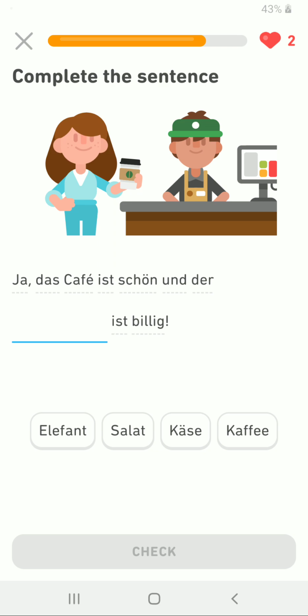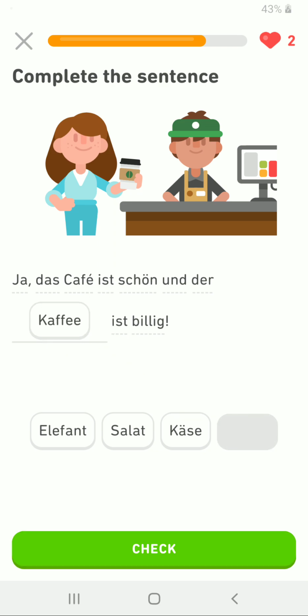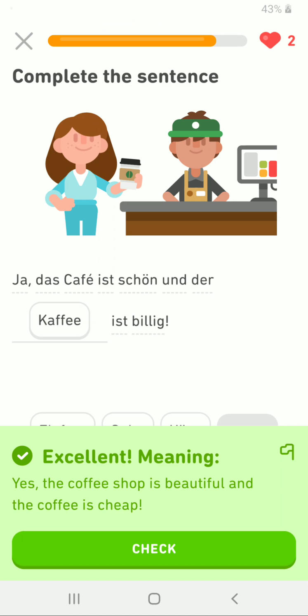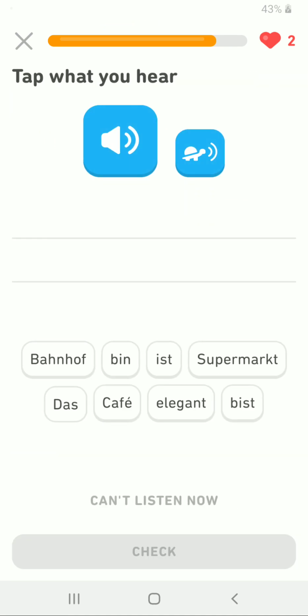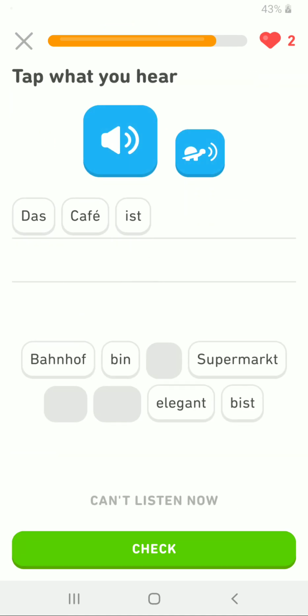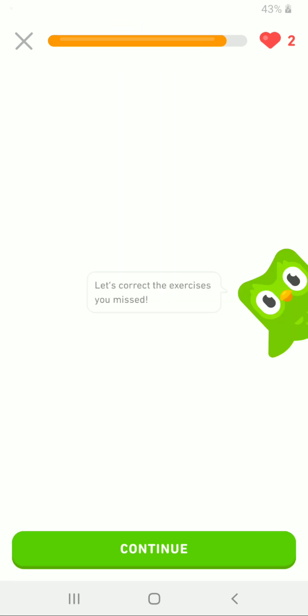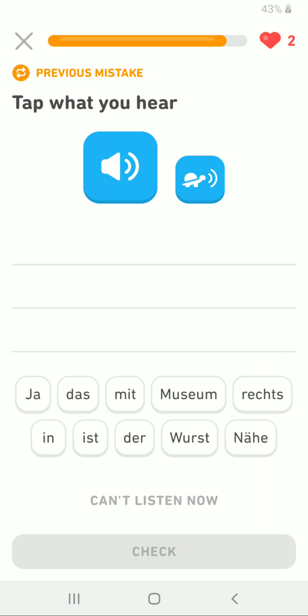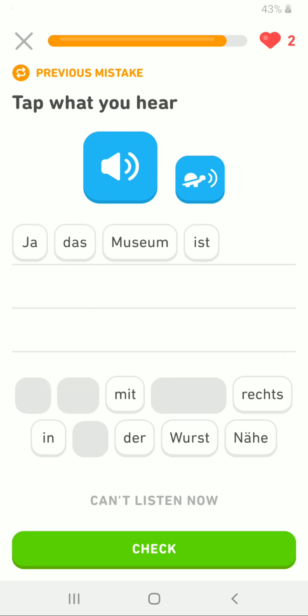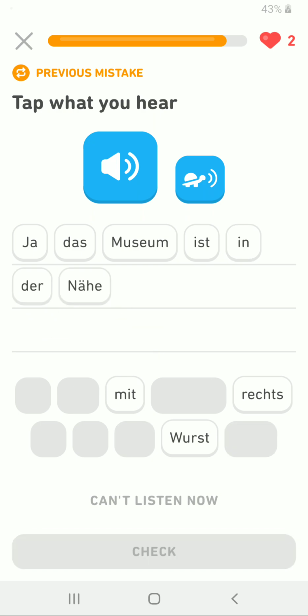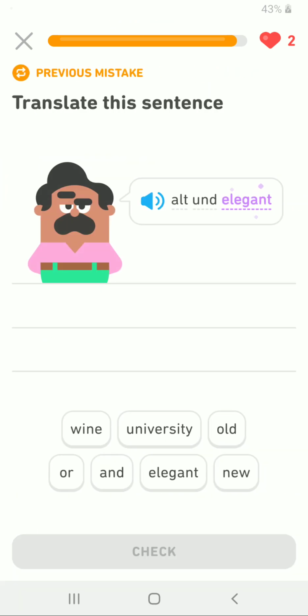Ja, das Café ist schön und billig. Café. Yeah. And das Café ist elegant. And let's correct our mistake. Das Museum ist in der Nähe. Ja, das Museum ist in der Nähe. And what else? Alt und elegant.